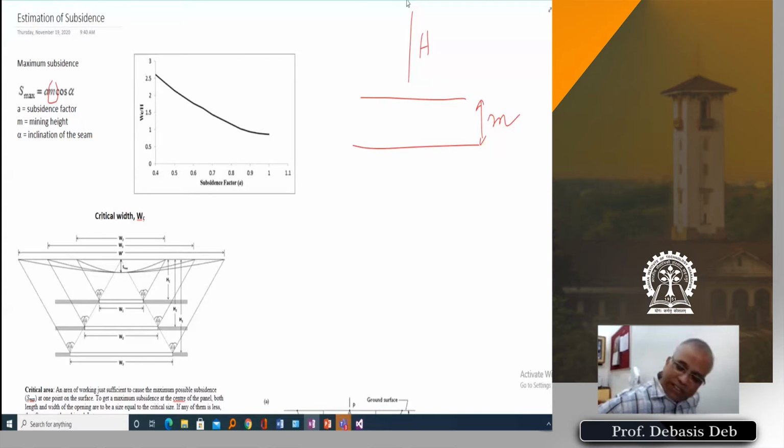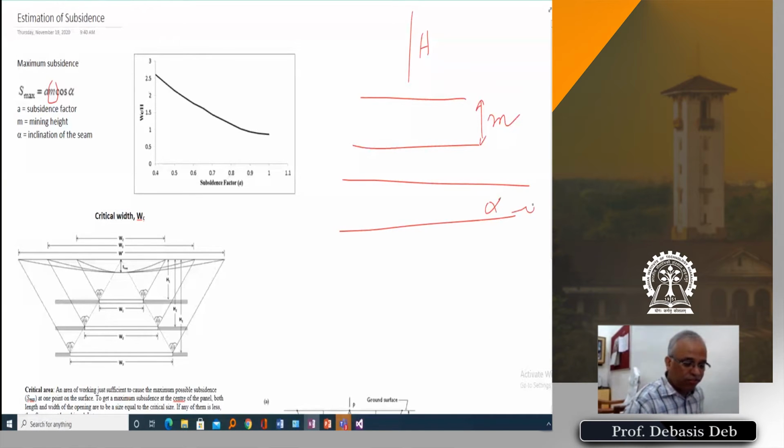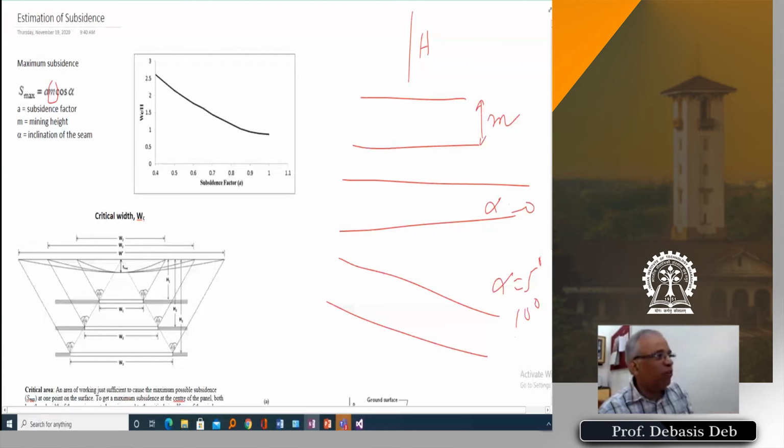Alpha is the inclination of the seam. So if the seam is flat like this, then alpha equals 0, or it may go to some alpha equal to some degree, let's say 5 degrees or 10 degrees. Then that needs to be considered, because it is the vertical component which we are talking about, and A is the subsidence factor. Now this subsidence factor, as I told you, depends on the rock layers above the coal seams, whether they are soft, hard, all this kind of thing, then depth will definitely matter.